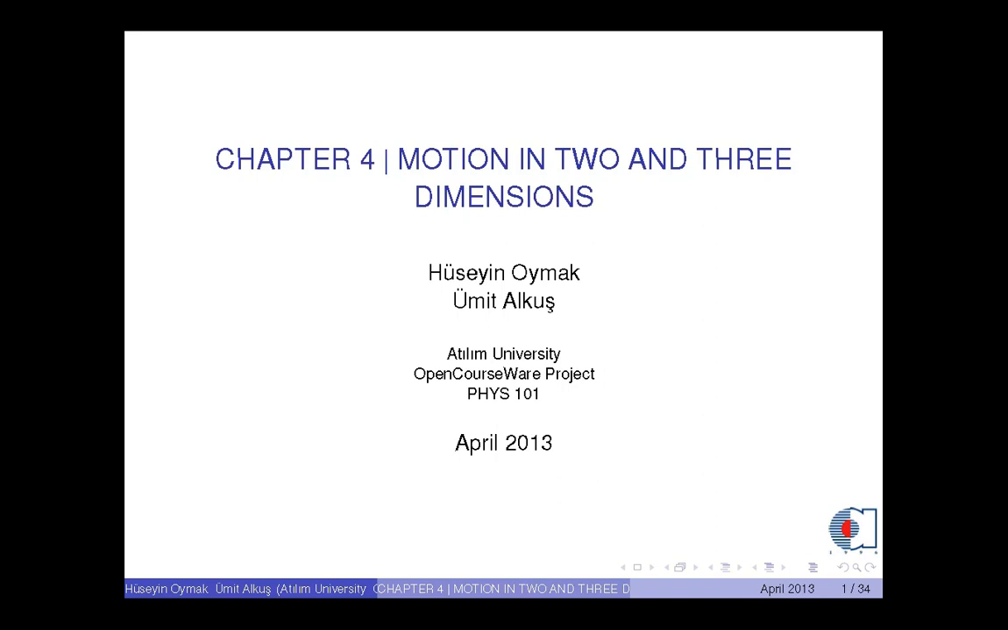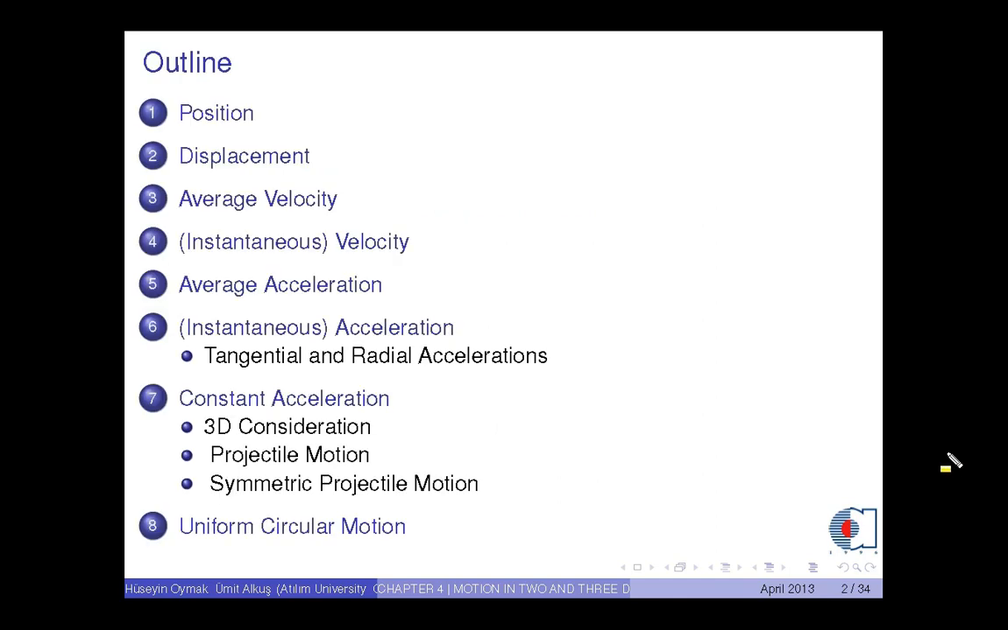In this video, we will introduce the topic motion in 2 and 3 dimensions. Before I start, let me outline the topics we will cover in this lecture. First of all, we will define the position vector in 3-dimensional space. Then we will continue our discussion by introducing the 3-dimensional displacement vector. Subsequently, we will derive the 3-dimensional average velocity vector.